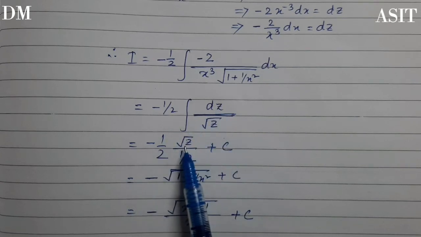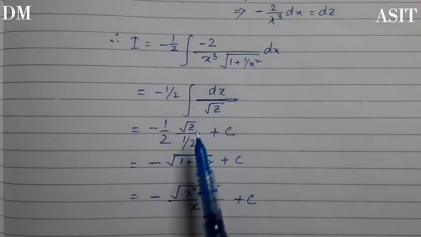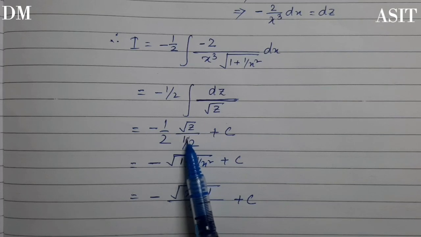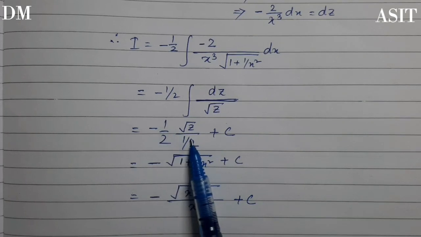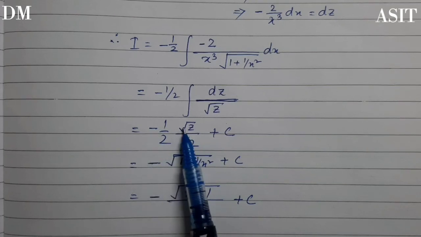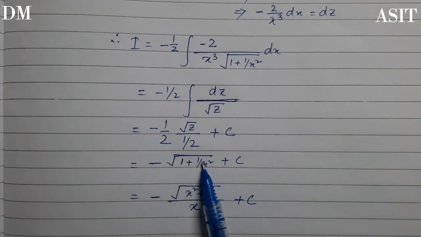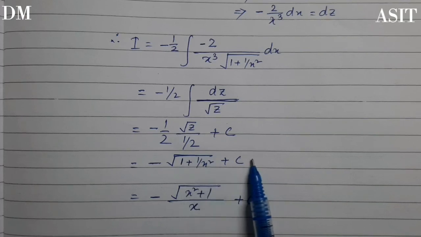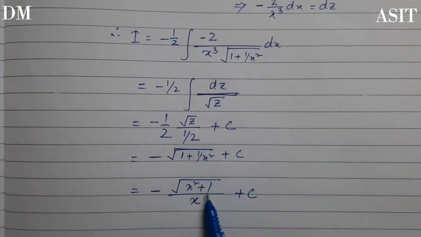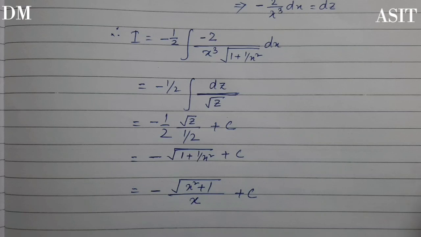Now integration z to the power minus half plus 1 by minus half plus 1, so it will be z to the power half by half. Now this half is in the denominator and this half is in the numerator, so this half and that half cancelled out, so ultimately half will not be there, so only minus root z. Now the value of z is 1 plus 1 by x square as we have considered, so this will be root over of 1 plus 1 by x square plus c. Now you can do this step, it's up to you. You can keep the answer in this way also, then also it is correct.